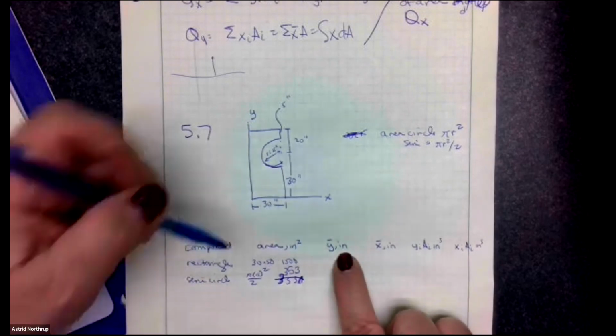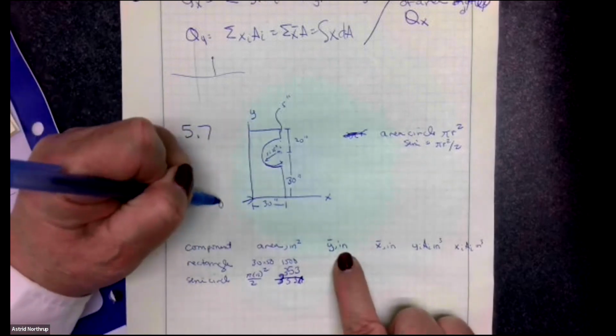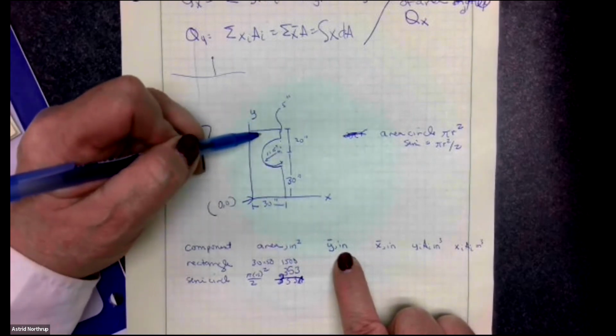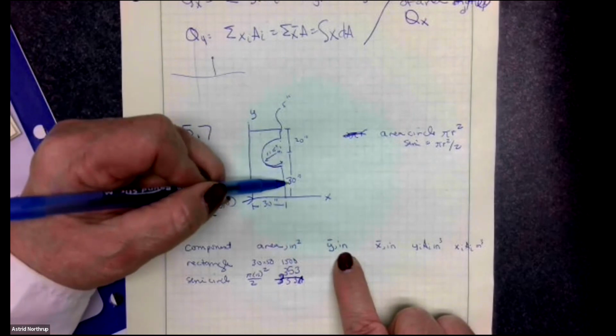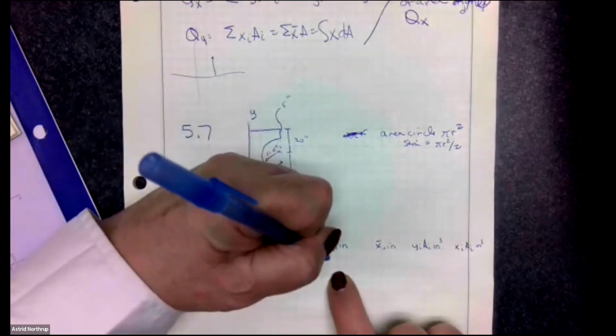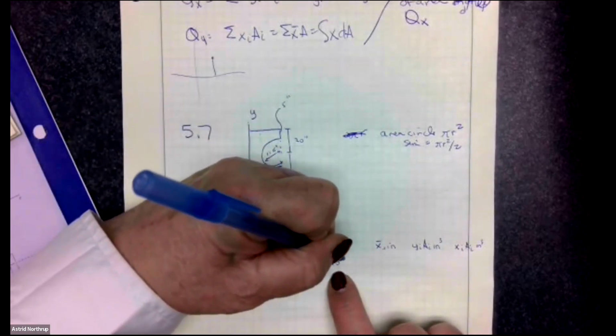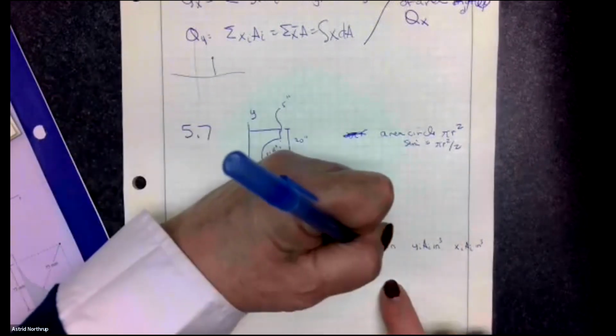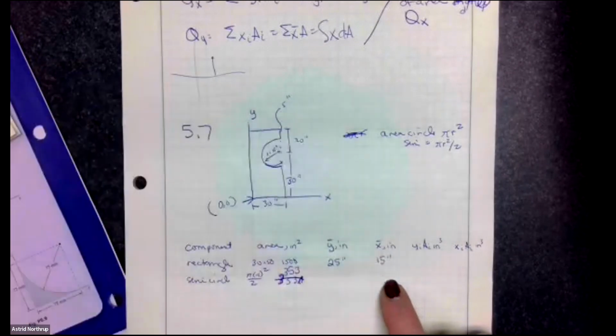Okay, what's my y bar? Well, let's call this point my 0, 0. My y bar for the rectangle is half of the way up. Because of symmetry, this is 50, so my y bar here is 25 inches. My x bar, based on symmetry, is half of 30 or 15 inches.